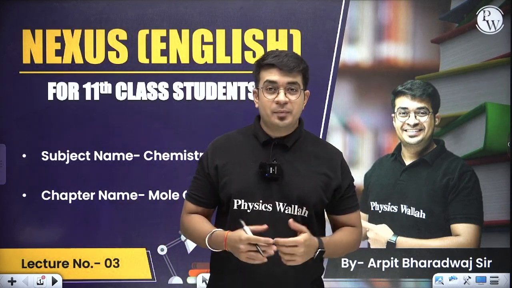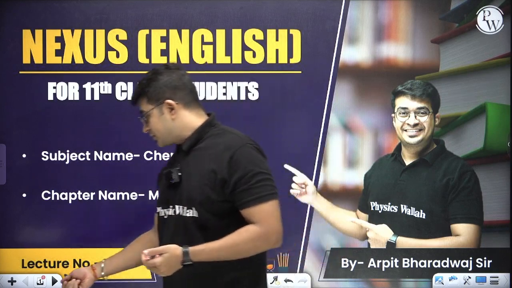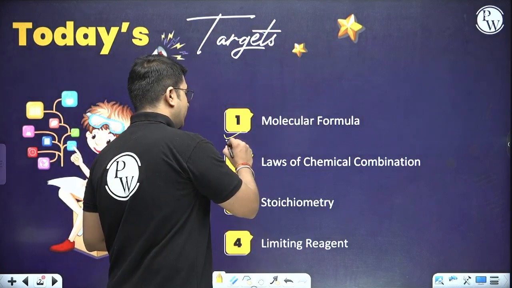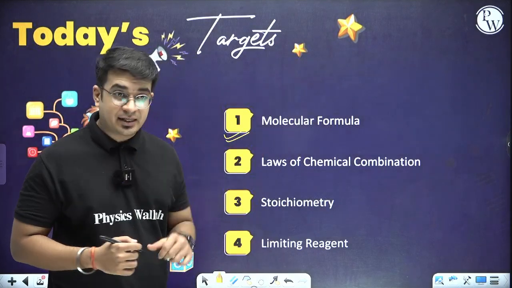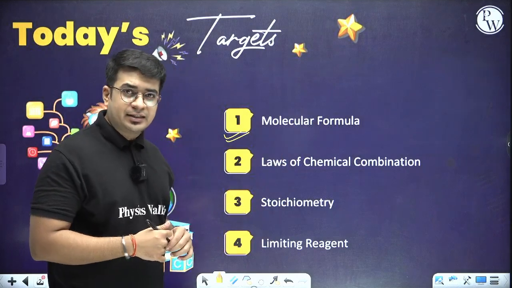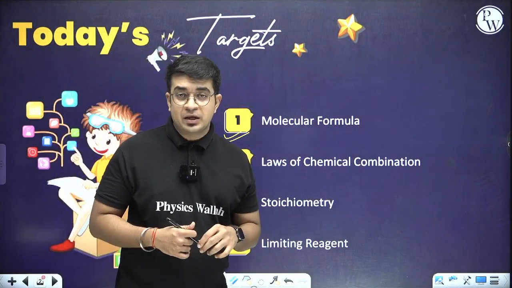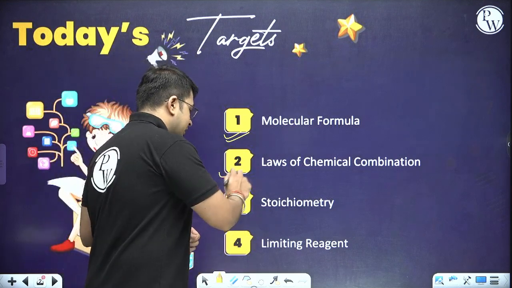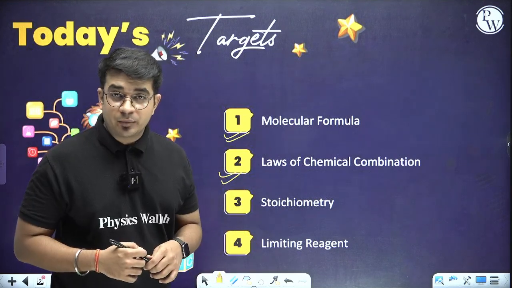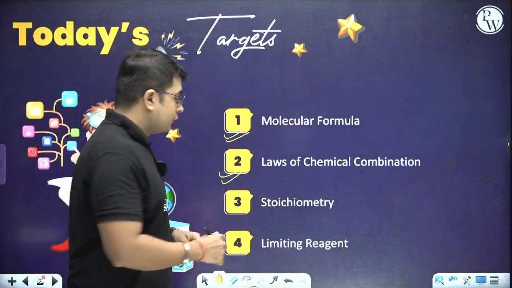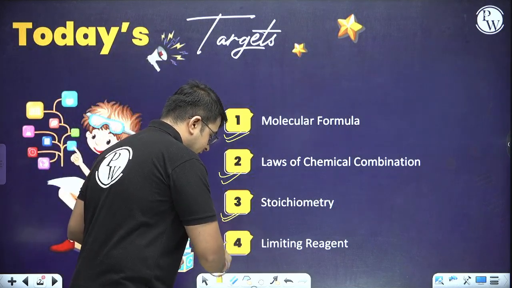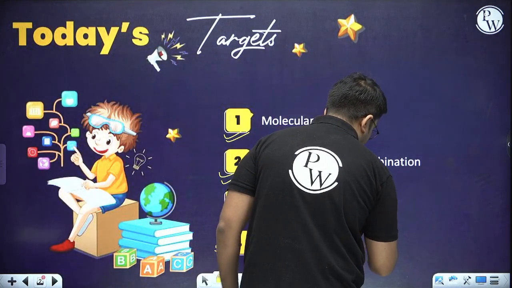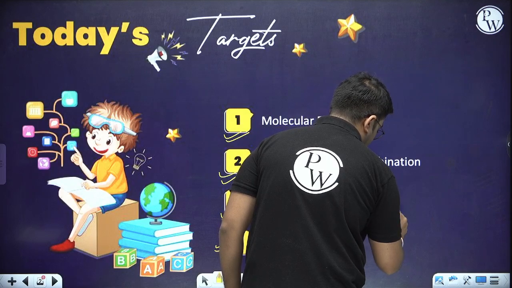Now in the previous part we were discussing certain concepts related to empirical formula. In this session we are going to start with the next part, that is molecular formula as well as its calculation. Definitely we are going to revise the entire part related to empirical formula also. I gave you one question, so we are going to discuss that question also. Then we are going to discuss the next part, which is laws of chemical combination, and two major concepts. First is stoichiometry as well as limiting reagent, and trust me, these two parts are very important. I hope this part is clear.